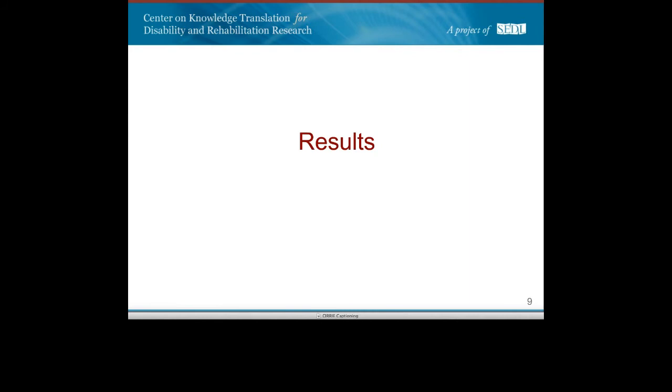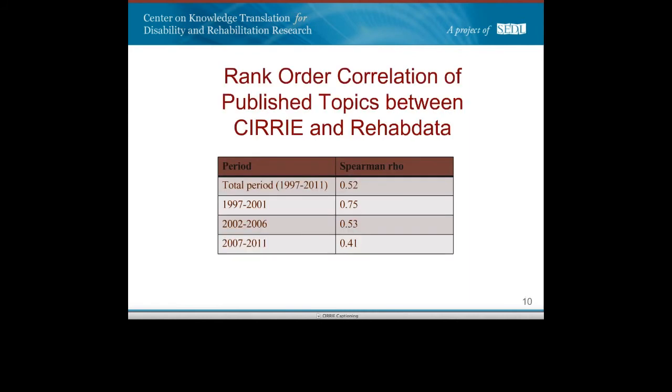Here are some of the results. This table shows the Spearman-Rowe correlation coefficient for the entire period under study and for each 5-year segment within that period. Again, this is the correlation of the ranking of those 96 topics between the two databases. The overall correlation for the entire period was 0.52, a relatively high correlation, which is perhaps not too surprising.